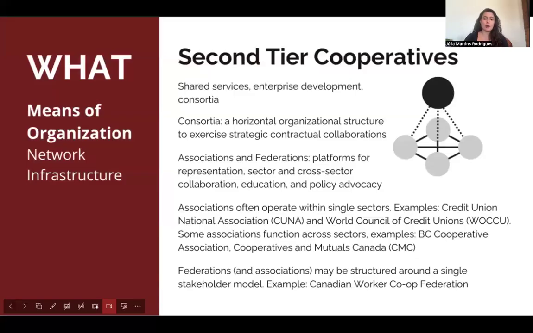These second-tier cooperatives can take several forms. Co-ops might establish a consortium agreement between independent co-ops to achieve a specific goal or project, or they could create a formal second-tier co-op, such as an association or federation. In the case of consortia, rather than having a dominant leader, the consortium itself is controlled by the primary co-ops, enabling a horizontal organizational structure for strategic collaborations.